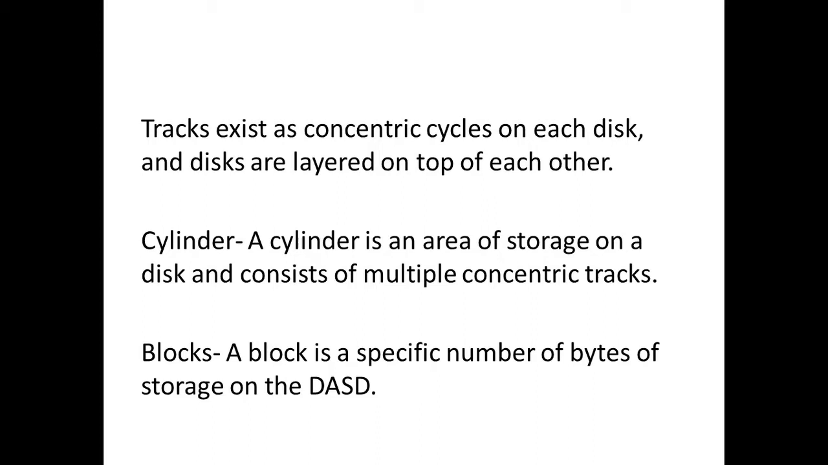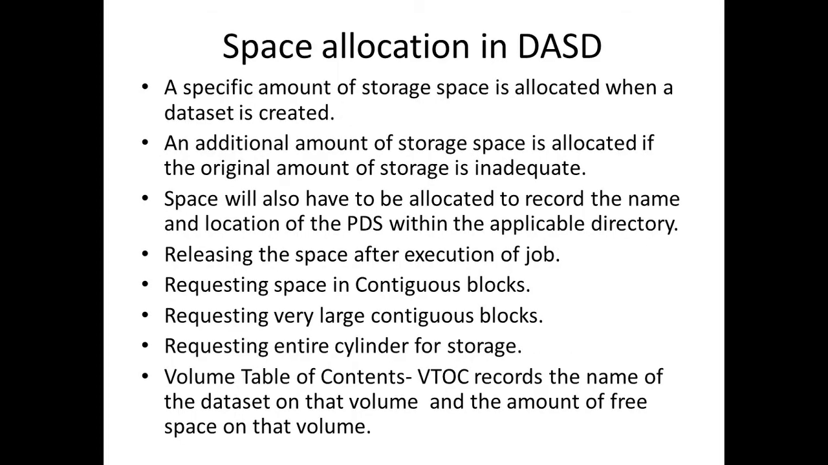And the next storage space is in the form of a cylinder. A cylinder is an area of storage on disk and consists of multiple concentric tracks. So a cylinder is nothing but a collection of tracks. And what is a block? A block is a specific number of bytes of storage on the DASD. So instead of requesting in the form of a track or a cylinder, we can directly request storage space in the form of bytes. For that we can go for the blocks option.